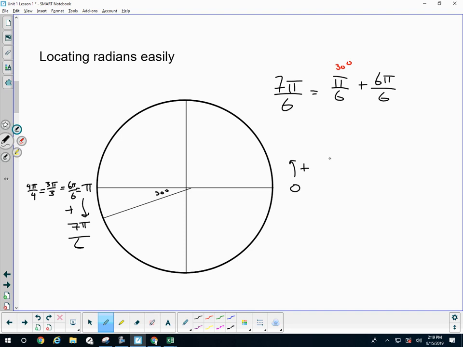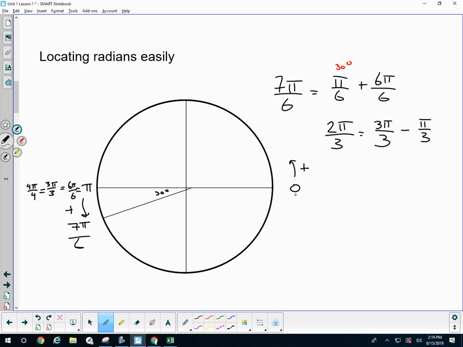If I ask you to locate 2 pi over 3, this is what I would do. I would start by saying, hey, I know where 3 pi over 3 is. Probably should have done this in the opposite order, but whatever. If I subtract a pi over 3 from 3 pi over 3, I get to 2 pi over 3.